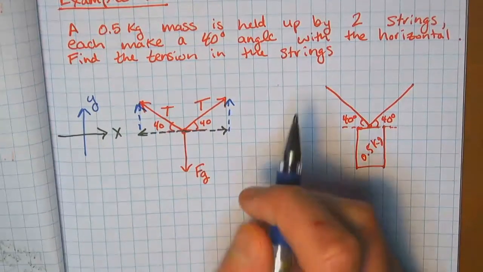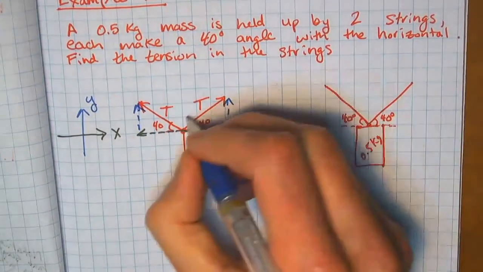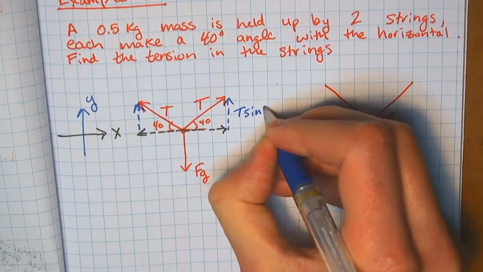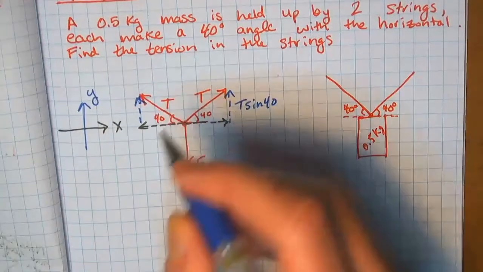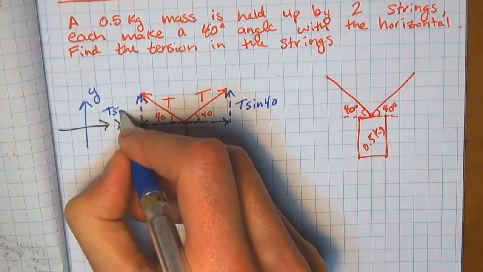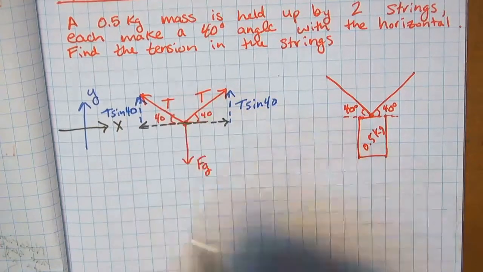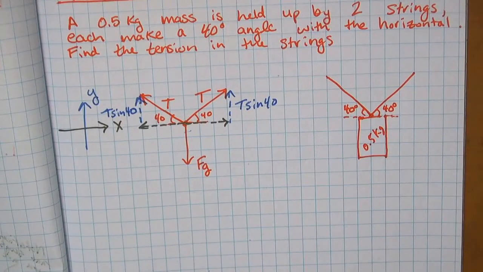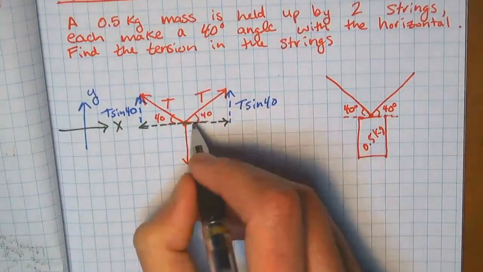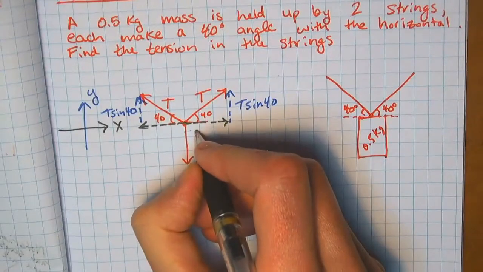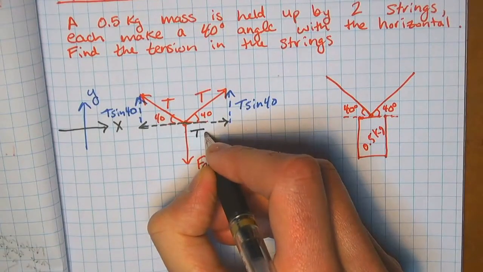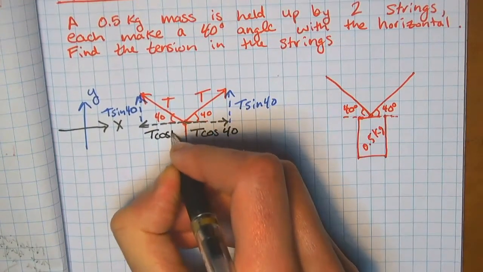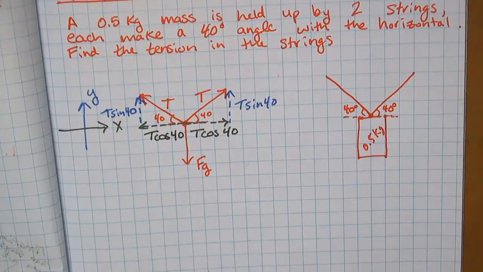And then we can label them with sines and cosines. So this is going to be the hypotenuse times the sine of 40 degrees. This one is going to be the same thing, T sine 40 degrees. This bottom one here, right, it's next to the 40, so that's going to be T cosine 40. This is also T cosine 40.